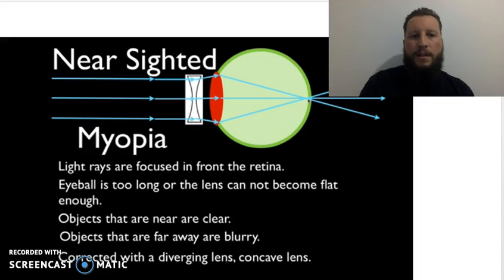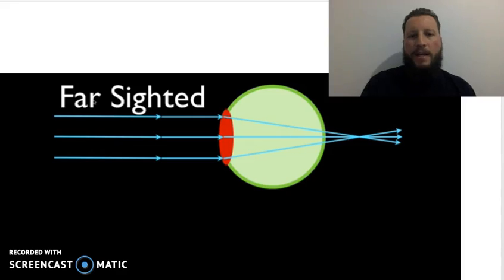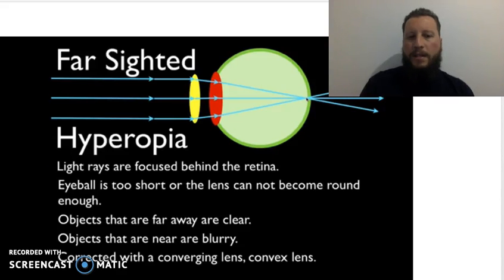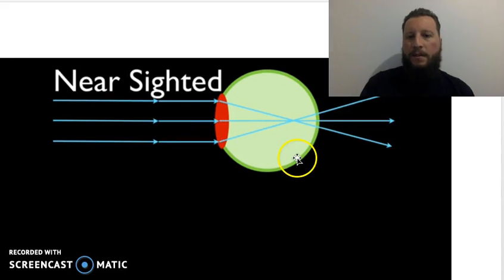Now, just a little test. If you have a far-sighted lens, remember, if the focal point is behind the retina, then you really want to make sure that these can converge a little bit quicker. So you're definitely not going to want the light to go out. You're going to want the light to go in, which means that you're going to use one of these, which is the convex lens.